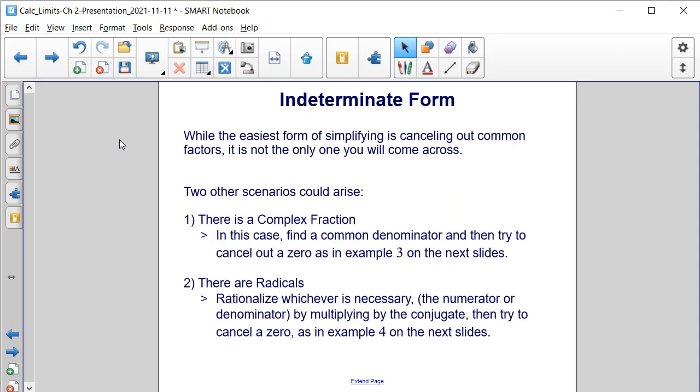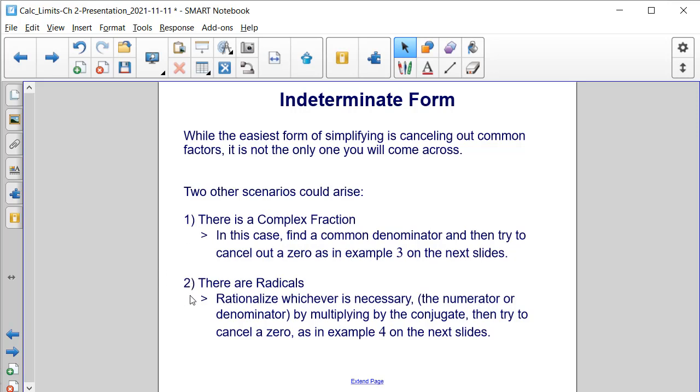While the easiest form of simplifying is canceling out common factors, it is not the only one that you will come across. Two other scenarios could arise. One, there could be a complex fraction. In this case, find a common denominator and then try to cancel out a 0, as in example 3 on the next slides.